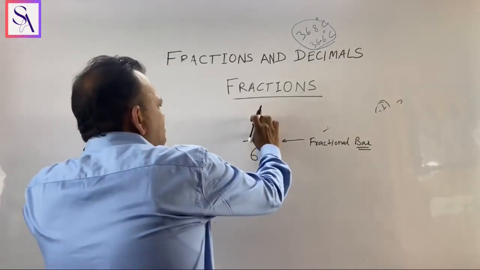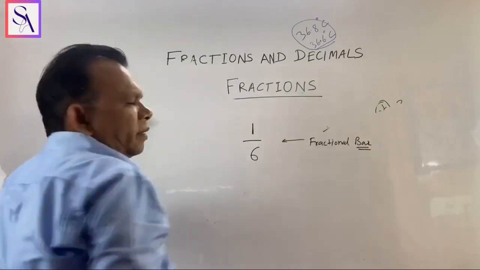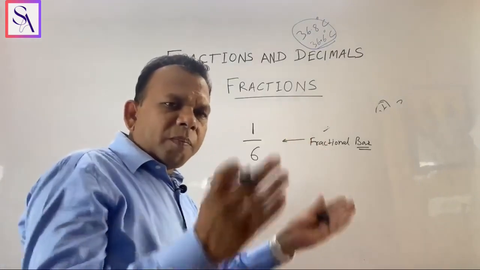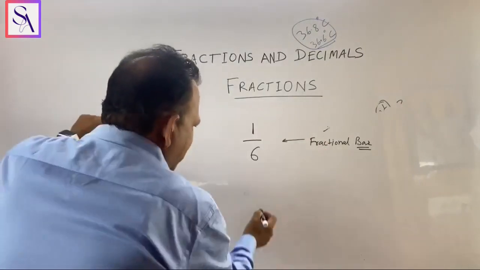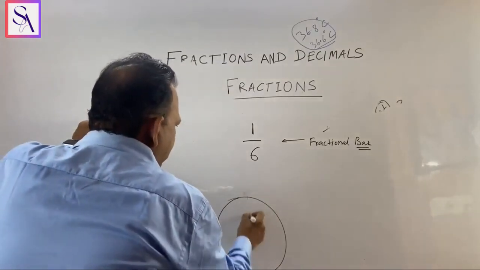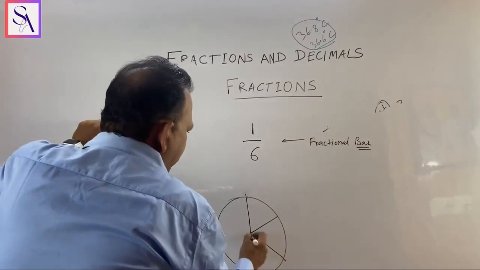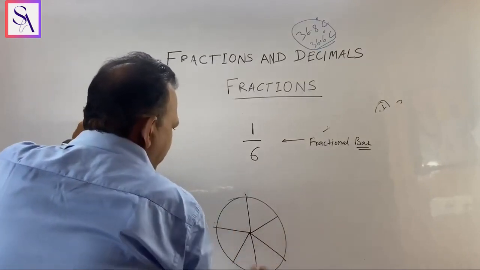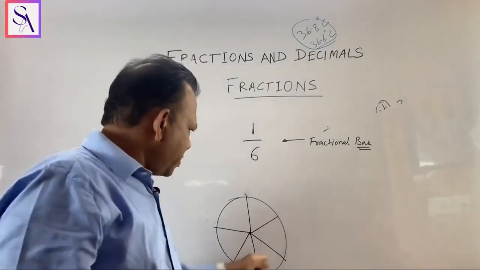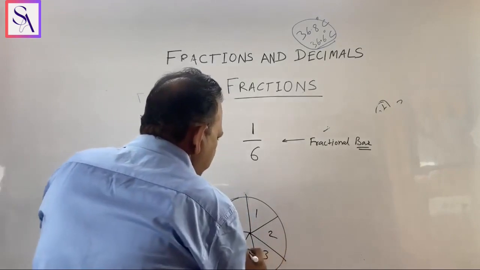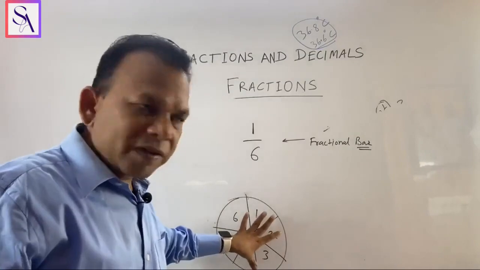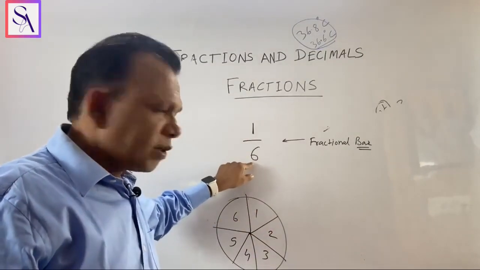And on top of it you will write your share, that is 1. And at the bottom of it you will write how many pieces you have made of that whole thing, that pizza. How many pieces you have made, right? 1, 2, 3, 4, 5, 6. So 6 pieces you have made. So the total number of pieces you will write below this bar, that is 6.